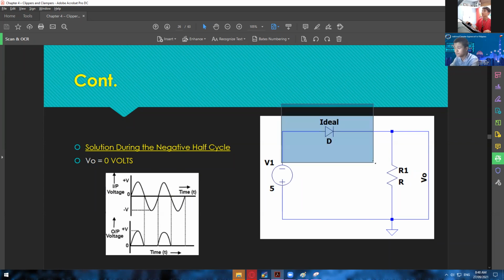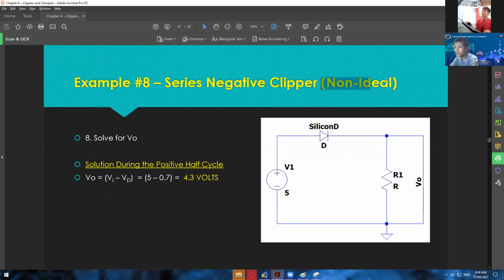And of course, after this ideal diode, we now have a non-ideal. Just deduct that voltage threshold. So 5 minus 0.7, we have 4.3 volts during the positive half cycle. I hope we're clear. Are we good so far? Yes, sir.